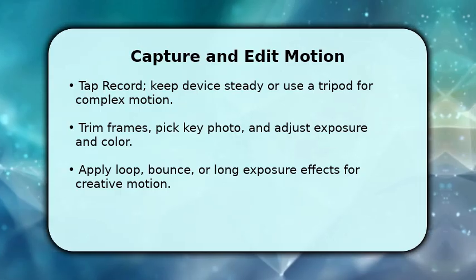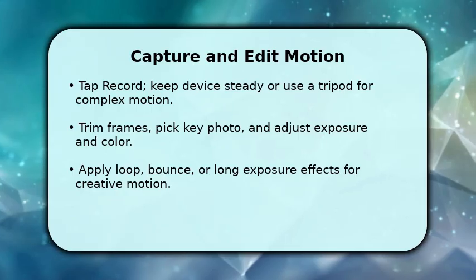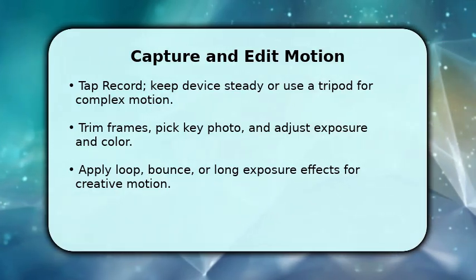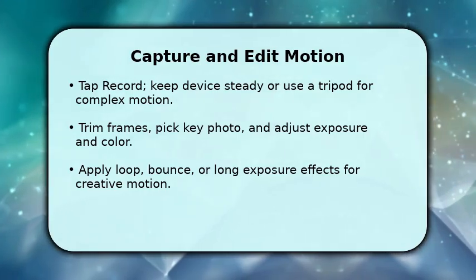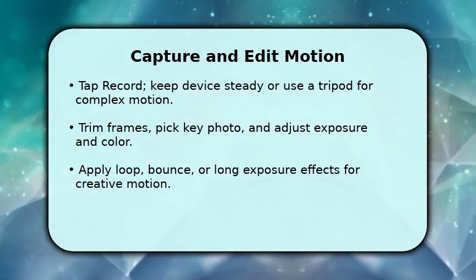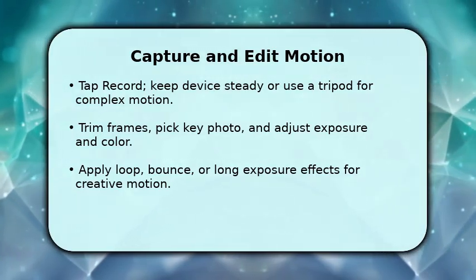Once recorded, open the clip to trim unwanted frames and select the key photo, the still that displays in galleries, so you control the frozen look. Then make exposure and color tweaks to the entire clip and experiment with effects like loop, bounce, or long exposure to emphasize movement. These alter playback behavior and creative feel, so try each briefly.